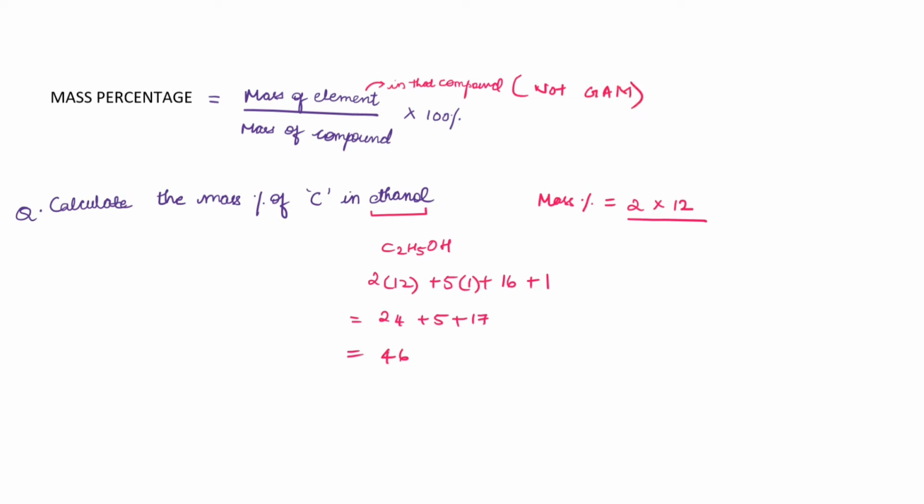So because it is C2, 2 times 12 by 46, the mass of the entire compound, into 100, because we have to find the percentage. So we can cancel 2 and 46, because 2 times 23 is 46. So when you calculate, you get 52.17 percentage as the answer.